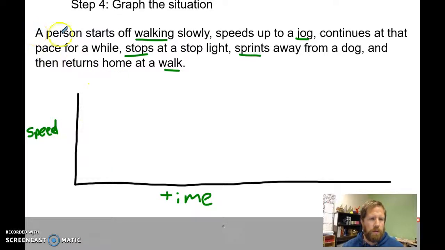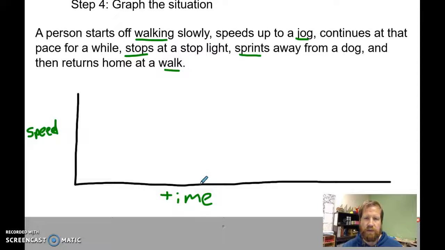So how do we start off? Well, we're starting off walking slowly, so it's going to start fairly low down at the bottom, and then they're speeding up to a jog, so it'll be a gradual increase. We're going to continue at that pace for a while, so that's just going to be a horizontal line because my speed is going to be maintaining that jog. It's not going to change. And then we're stopping. If we're stopping, that means we're coming down to 0 speed, which is the bottom of our y-axis.